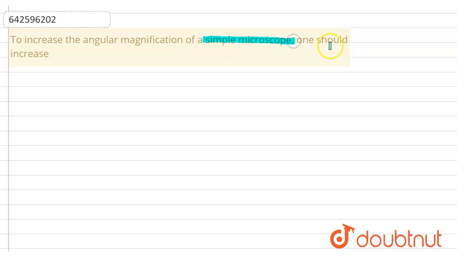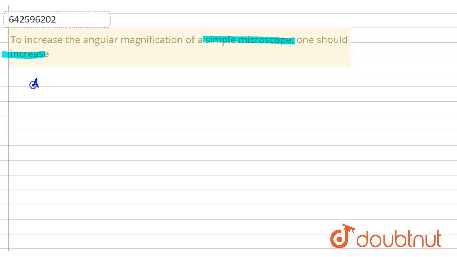In this problem, we are given: to increase the angular magnification of a simple microscope, what parameters should we increase such that there is an increase in the angular magnification of the simple microscope? Simple question.